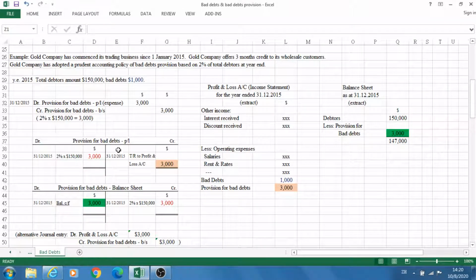Provision for bad debts expense is transferred to profit and loss account. Provision for bad debts balance sheet account balance $3,000 is carried forward. This is the profit and loss account for year-end 2015 extract. Under operating expenses, bad debts expense $1,000. Provision for bad debts expense $3,000.